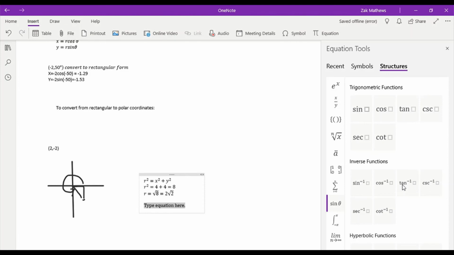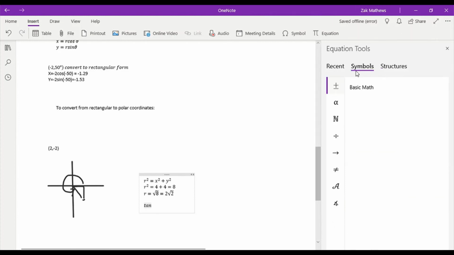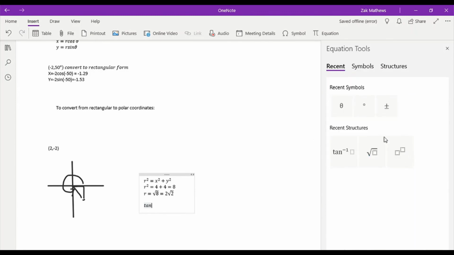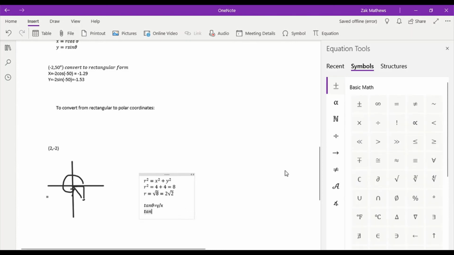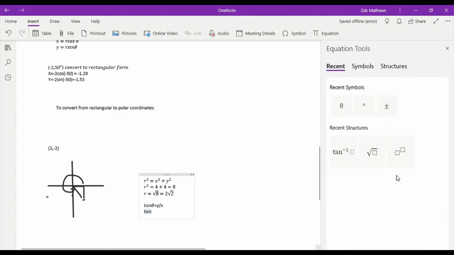So now that we have the r, let's find the theta. Well, to think about how we're going to find the theta, we have the opposite, we have the adjacent. Well, tangent uses those parameters. We're looking for our theta, and we know that's equal to the opposite over the adjacent, that y over the x, which in this case, that tangent theta will be equal to the negative 2 over 2, which is equal to negative 1.